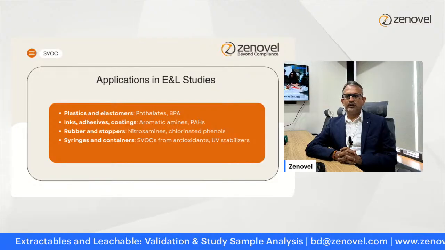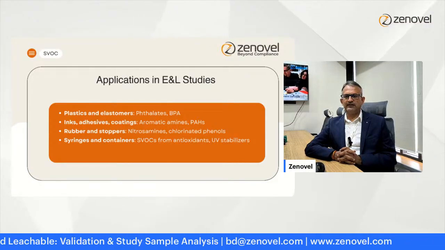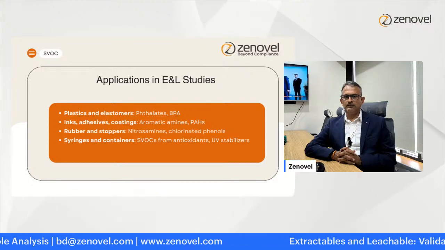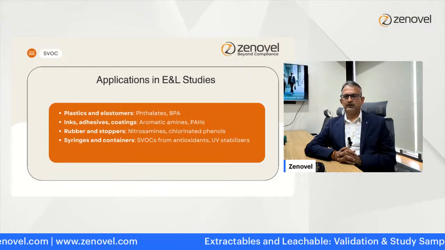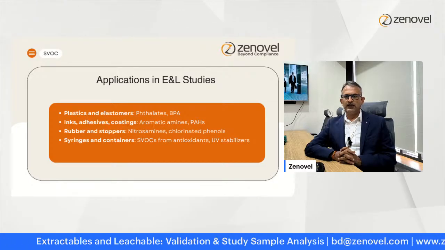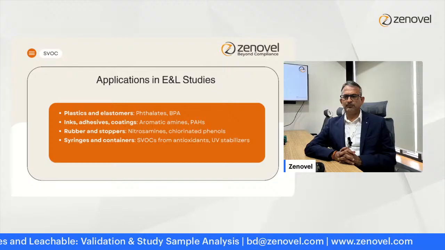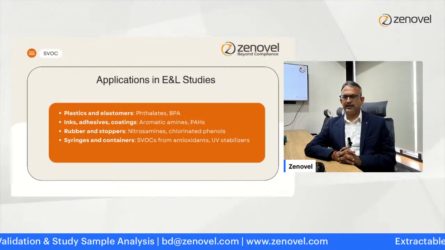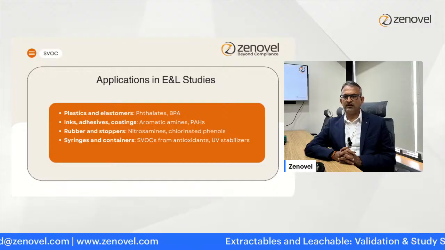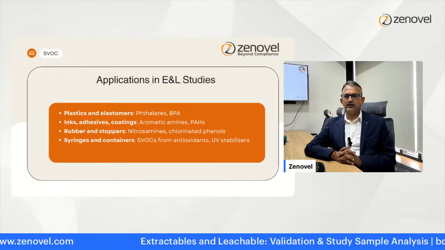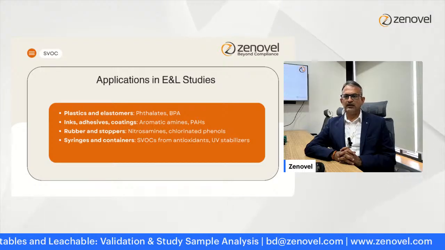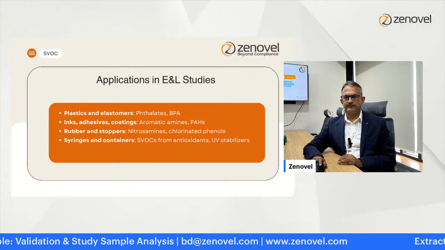So now we are moving to the applications in the E&L studies. Plastics and elastomers are examples with phthalates and BPA. Inks, adhesives, and coatings are examples with aromatic amines and PAHs. Rubber and stoppers have nitrosamines and chlorinated phenols. Syringes and containers have SVOCs from antioxidants and UV stabilizers.